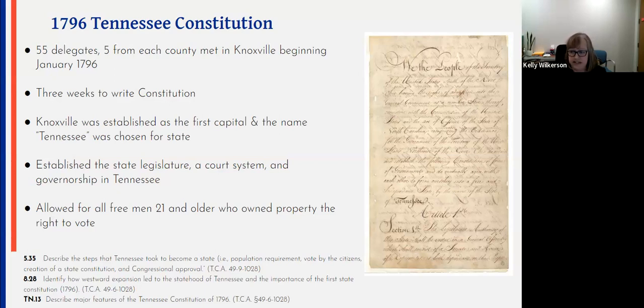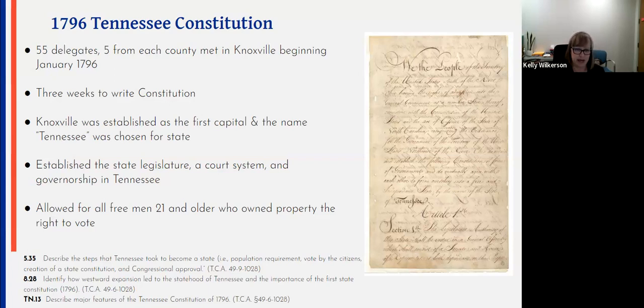Through the course of the Constitutional Convention and within the bounds of the 1796 Constitution, they established a state legislature, a court system, and identified that Tennessee will have a governor and what that role of governor would look like. Now, one of the things to note, and I'm sure if you all are teaching the Constitution, you all have noted this, in 1796, when they wrote this Constitution, they allowed for all free men, 21 and older, who owned property, the right to vote. So again, free men. So this means anybody who was formerly enslaved who had since been free, they could vote as long as they owned property and were a man and over the age of 21.